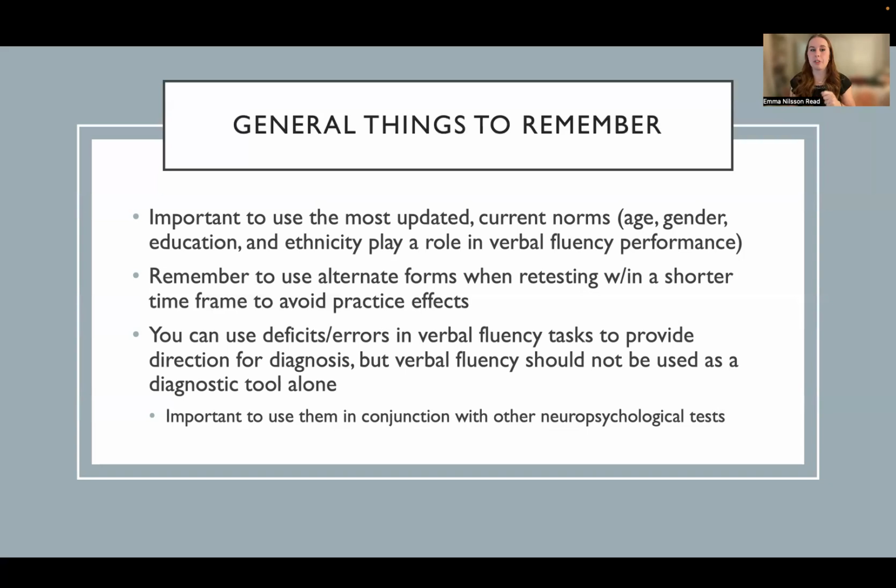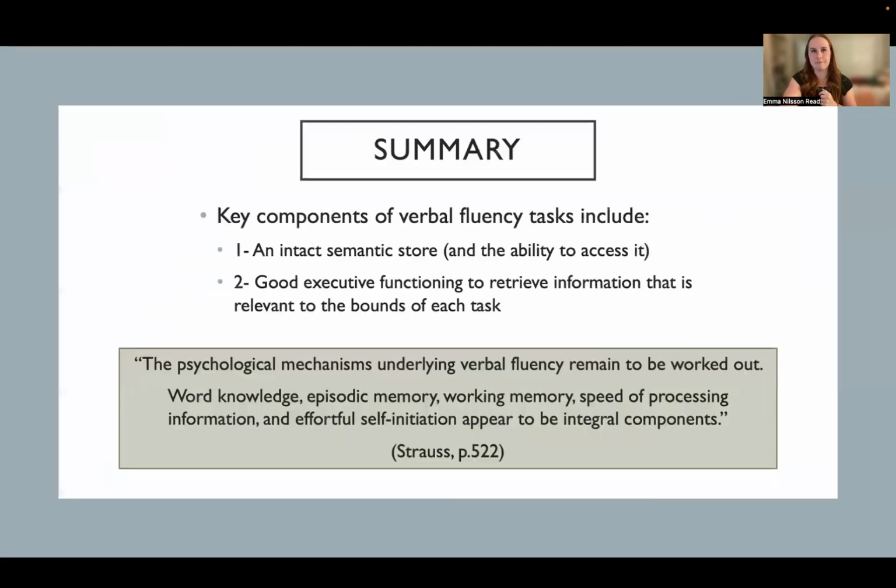And then also remember that you can use deficits and errors in your verbal fluency tasks to provide a direction for diagnosis, but verbal fluency should never be used as a diagnostic tool alone. It is important to use these tests in conjunction with other neuropsychological tests and batteries, and I think that that's just a good strategy regardless of what neuropsych test you're using. You should never use just one test to make your decisions.